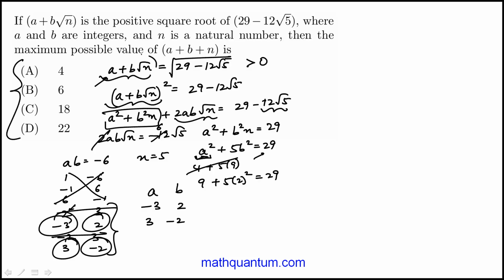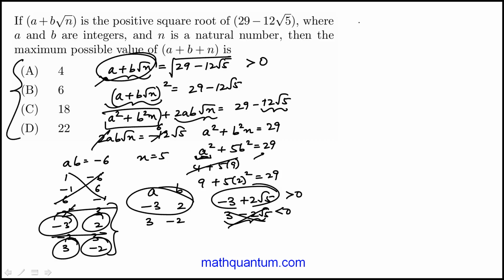Now in these cases, if we go back to what that number will be, we have two cases. Now notice that our constraint is that we're looking only at the positive square root. So root 5 is about 2.2, so that one is positive, but this one is negative. So we strike that one out. So our possibility is a, b, -3, 2, and then n is 5. Now in this case, you'll see this adds up to 4. So that's a possibility. But note that the question says maximum possible value.